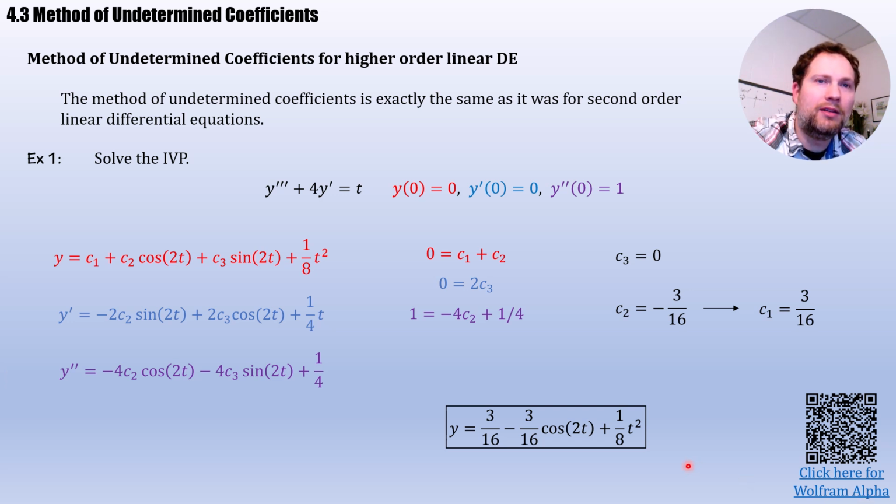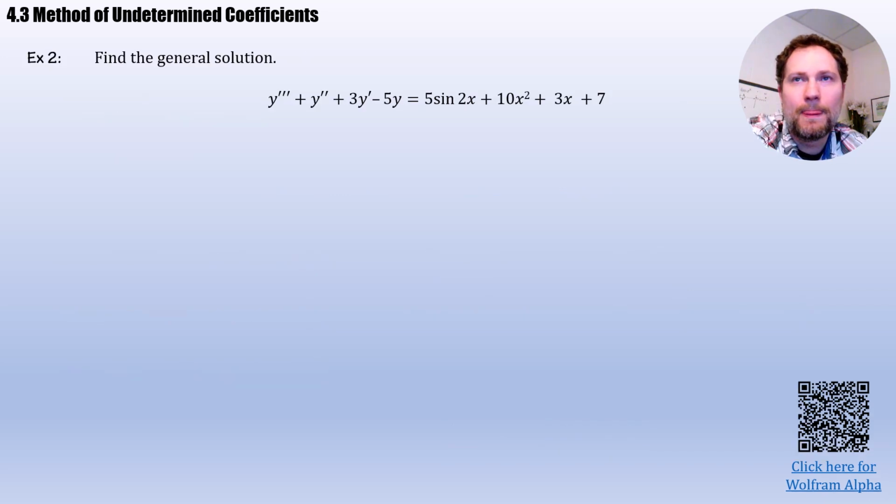We can apply the initial conditions to the general solution here. So we're plugging in here, C1 is 3/16. The cosine constant here, C2, was negative 3/16. And C3 just zeroes out, and then we have the 1/8 t squared.